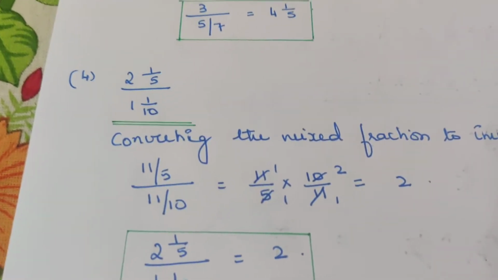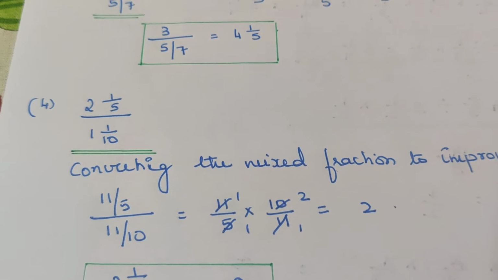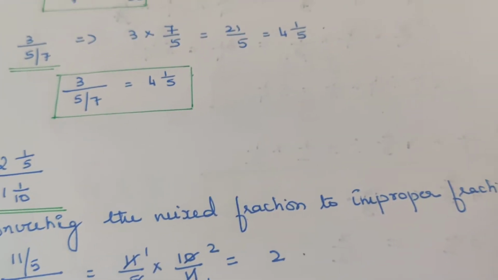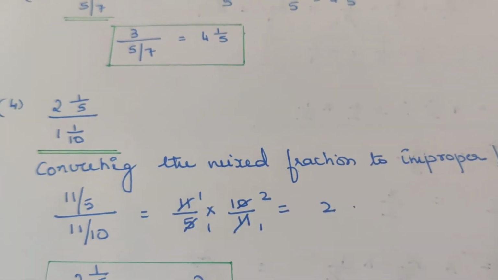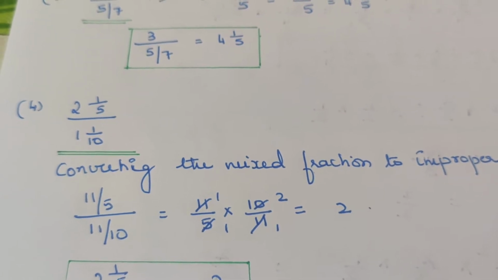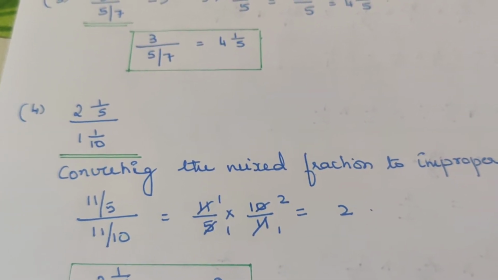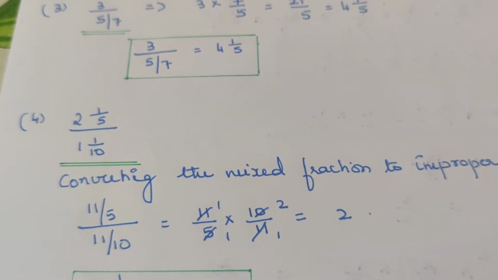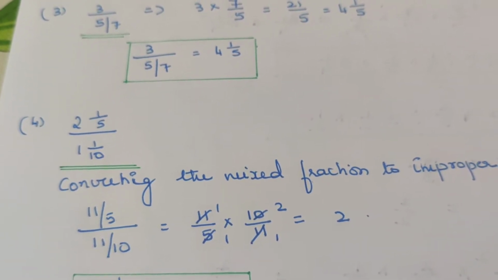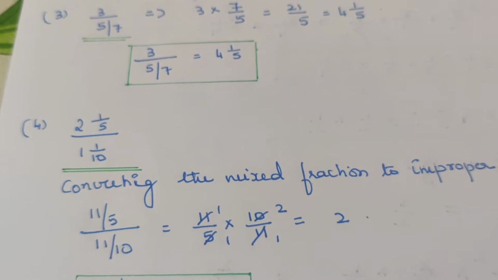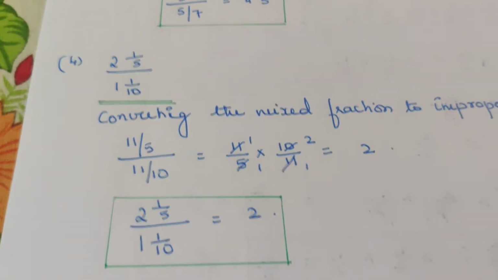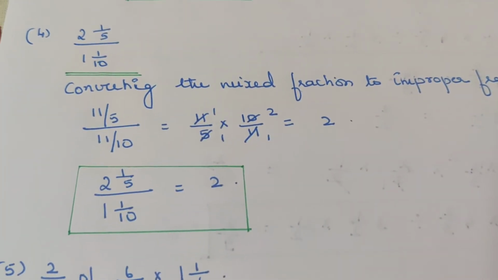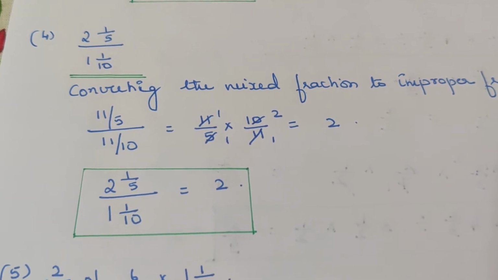Moving to the next one. 2 1 by 5 by 1 1 by 10. Converting the mixed fractions into improper fractions, you get 11 by 5 by 11 by 10. That is equal to 11 by 5 into 10 by 11. So 11 and 11 get cancelled, and 5 1s are 5, 5 2s are 10. Therefore the answer is 2.